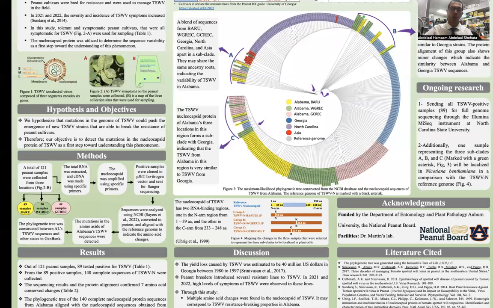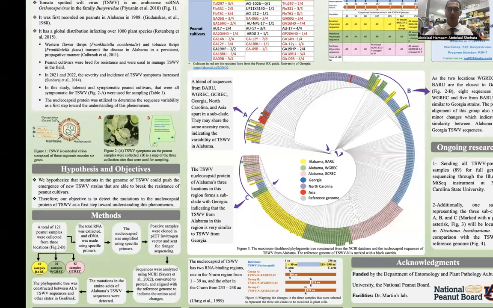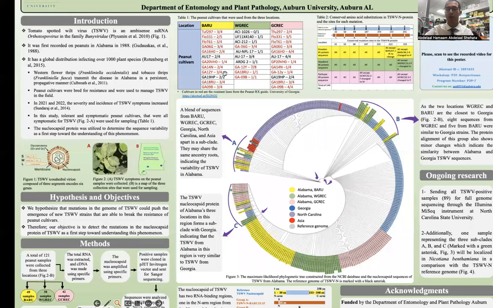So as a result, we found that 89 samples were positive out of 121. If we go back to table 1, all the numbers on the right of the lines refer to how many samples were positive out of how many collected. For example, for the first one, there were 3 positive out of 4, and so on. So as we can tell here, these lines that are in red, which are reported on the Peanut RX as resistant cultivars, are not actually resistant. They are susceptible and highly susceptible to the virus.